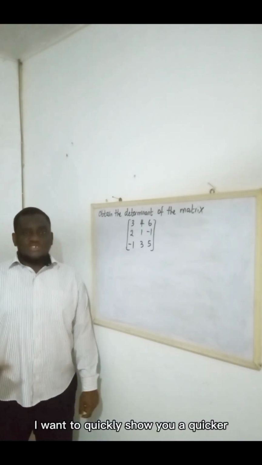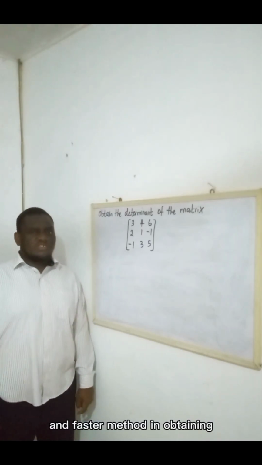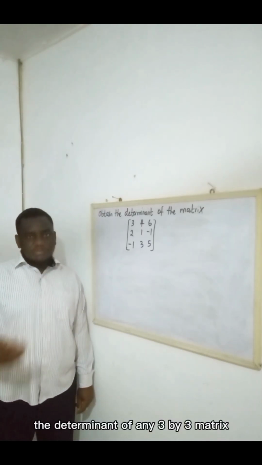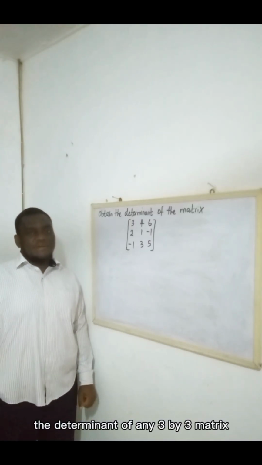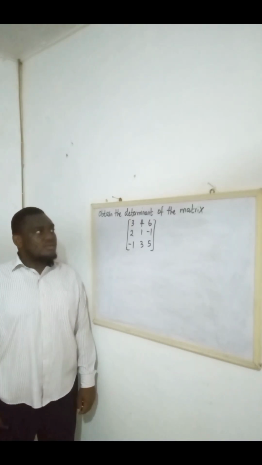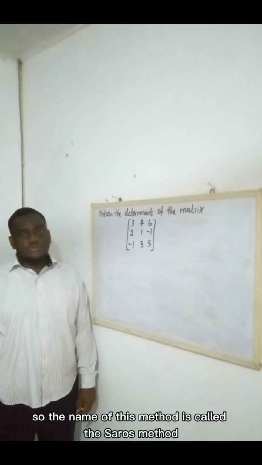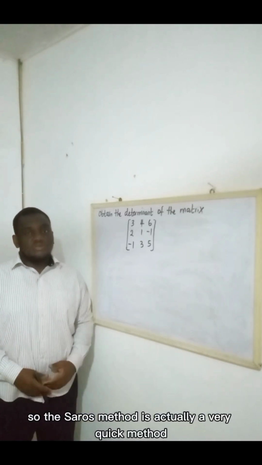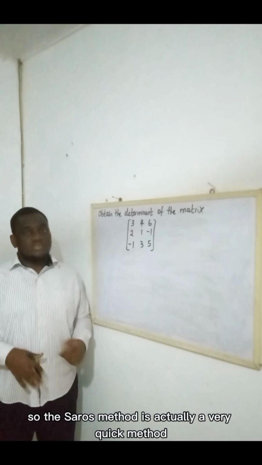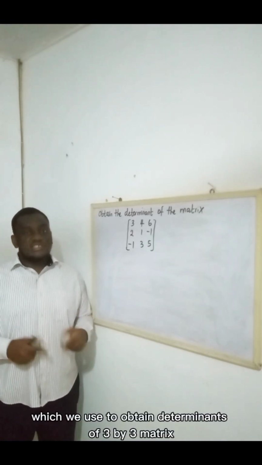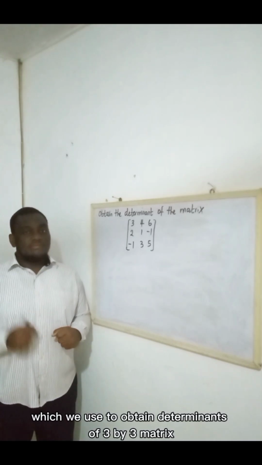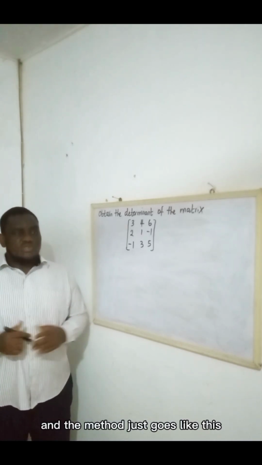And today I want to quickly show you a quicker and faster method of obtaining the determinants of any 3 by 3 matrix. Okay, so the name of this method is called the Sarrus method. The Sarrus method is actually a very quick method which we use to obtain determinants of 3 by 3 matrices. And the method just goes like this.